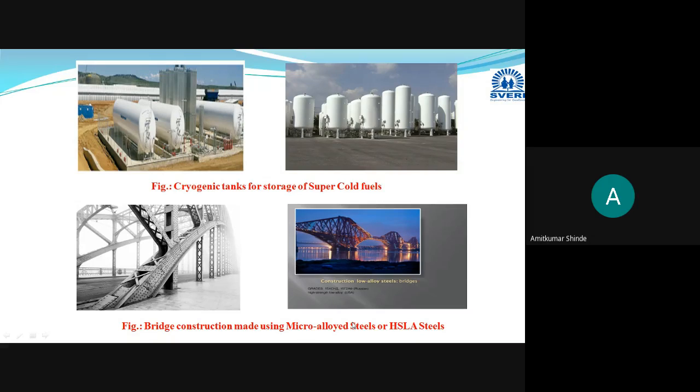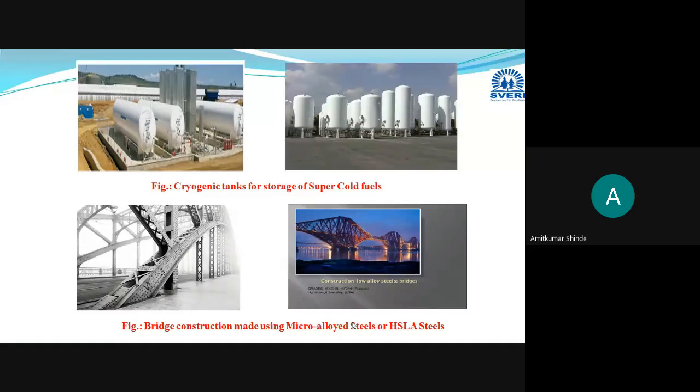Here I have shown a few images so that it is very easy to remember what HSLA steels are and where they are used. Two simple examples are bridge construction and cryogenic tanks. Then also for transmission of oil and gases, those transmission pipelines are also manufactured with the help of high strength low alloy steels.